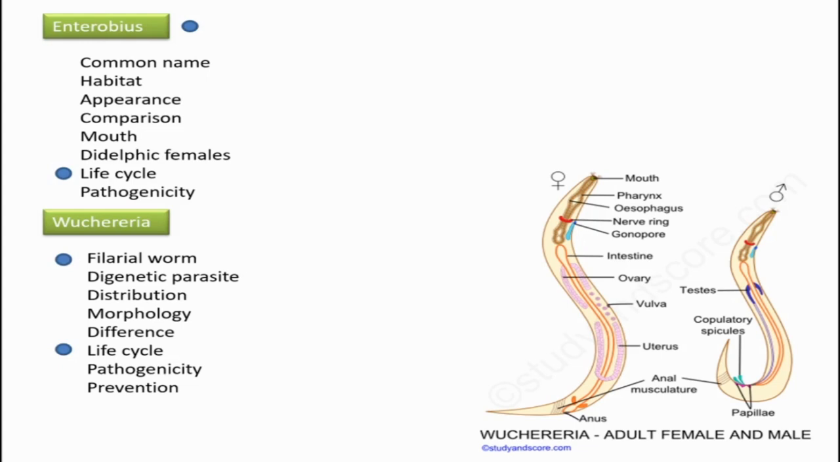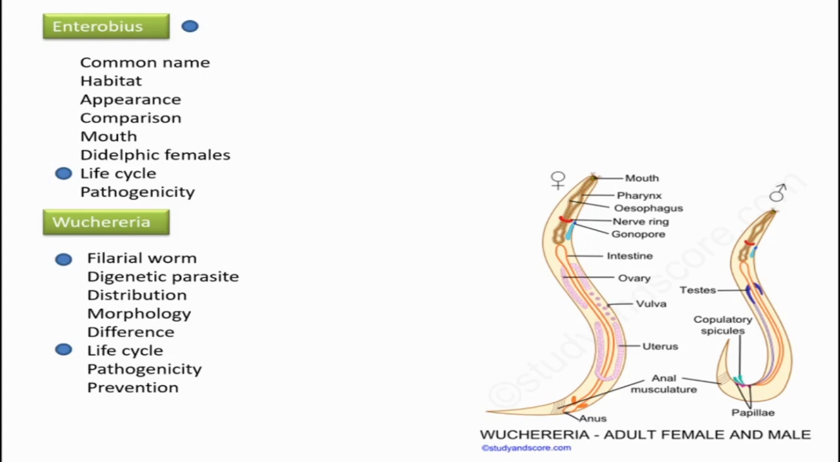These are the pathogens. All this pathogenicity is also very important in the case of each one. And the next one is called Wuchereria. Wuchereria is also an example for the class Phasmidia. It's a filarial worm. The picture is given here. It is called Wuchereria bancrofti. It causes filariasis. The disease caused by this worm is called filariasis.